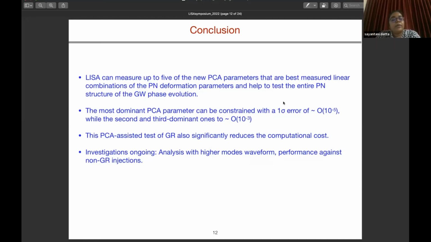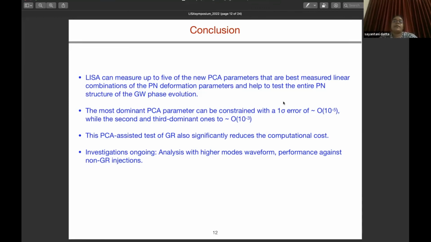And the third important point is that this PC assisted test of GR reduces a large amount of computational cost, because this is really one multi-parameter run, and the rest of the transformation is really post processing.